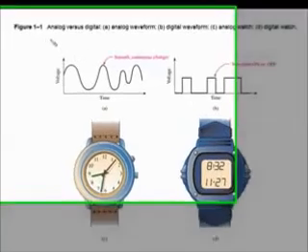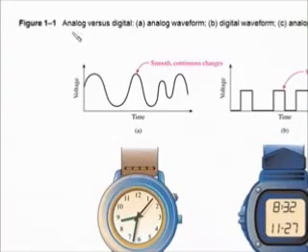Okay, let's start out by looking at the difference between analog versus digital signals. This first graph shows us how a value changes over time. So the x-axis is time and the y-axis is voltage. We may start out at some medium voltage, maybe 2.5 volts, and as time goes on it increases, decreases, and so on. This is showing a smooth, continuous change in value.